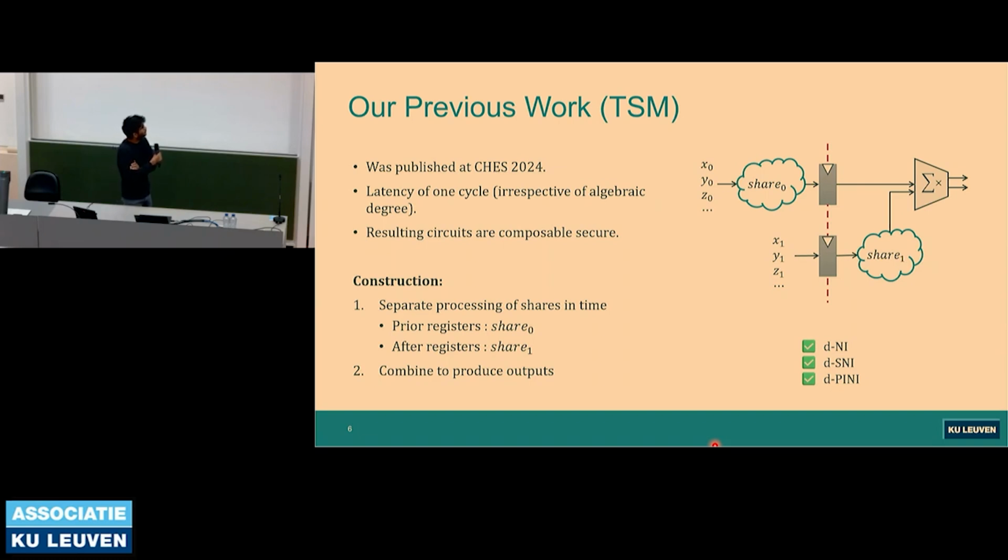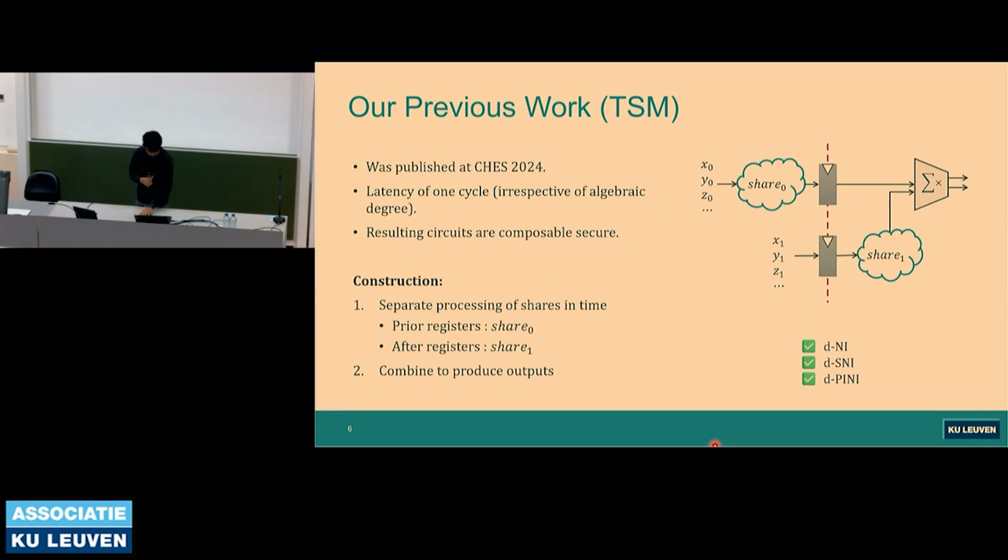So the construction works as follows. You have one register layer, and before that register layer, you operate on share 0. You use some random bits to split it into multiple parts, and then you use share 1 after the registers to combine it with the previous computation to get 2 shares of the output.